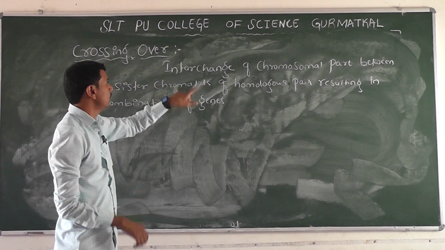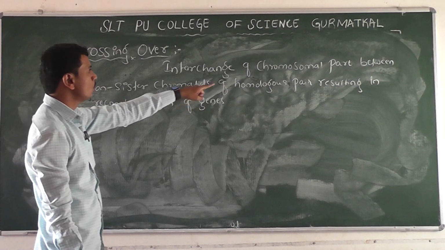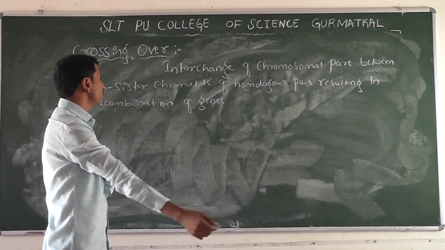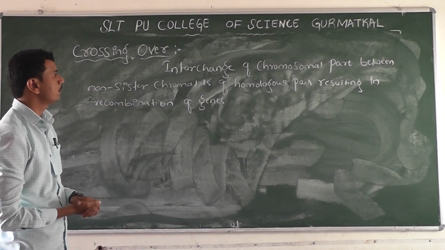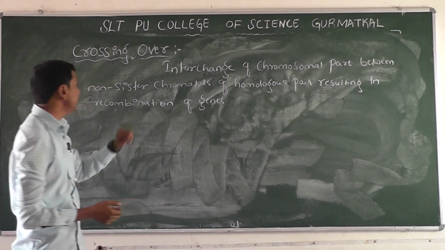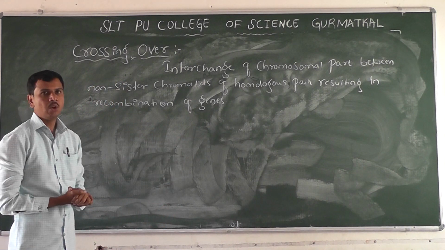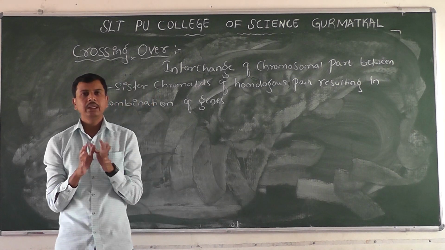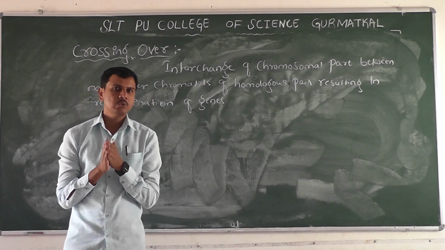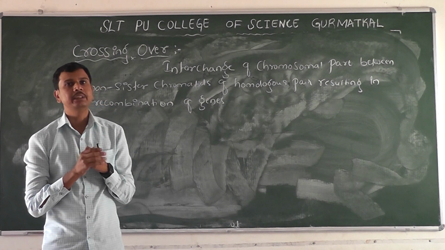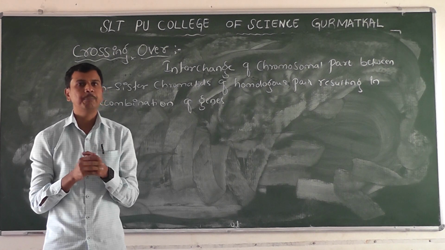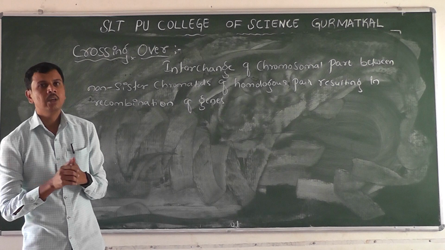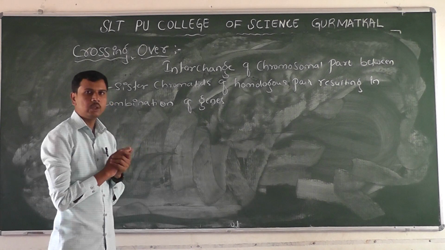You can see here the interchange of chromosomal parts between non-sister chromatids of a homologous pair, resulting in recombination of genes. What will happen in the case of crossing over? Mainly the crossing over process takes place in Part-8, the stage of meiosis 1. So there the crossing over will take place.